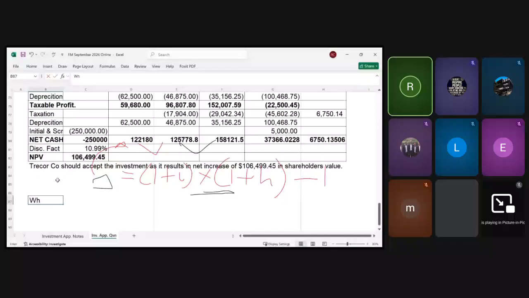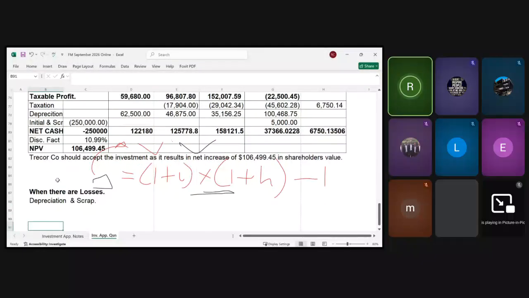When there are losses, that's number 1. Number 2, depreciation and scrap. So that's the thing that you need to know. You note that when there are losses in any year, you need to carry over the loss to the next year. I think there's a guy who asked me a question.